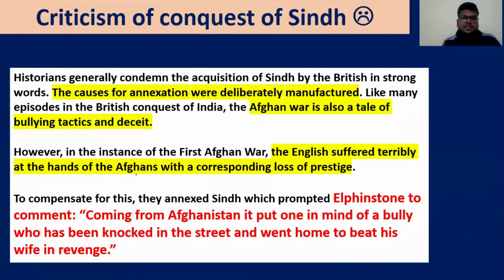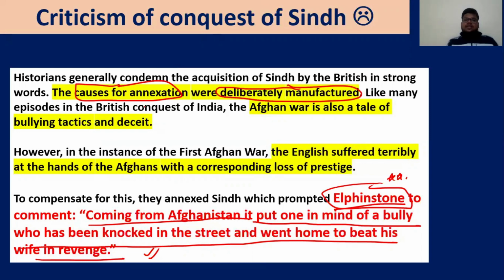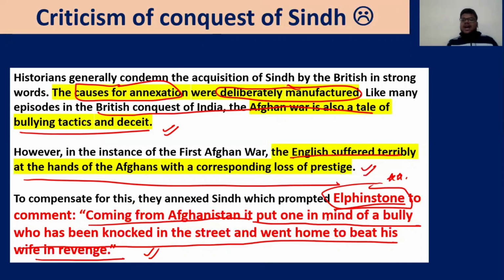Elphinstone has written, coming from Afghanistan, it put one in mind of a bully who has been knocked in the streets and went home to beat his wife in revenge. So the causes for the annexations were deliberately manufactured, like the episodes in the British conquest. The Afghan war is a tale of bullying tactics and deceit. In the first Afghan war, the English suffered terribly at the hands of the Afghans with a corresponding loss of prestige. And to compensate for that, they annexed the area of the Sindh. This is the story of the Sindh. Okay, chalo.